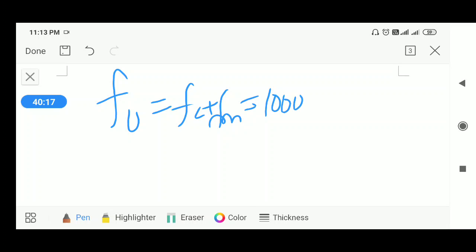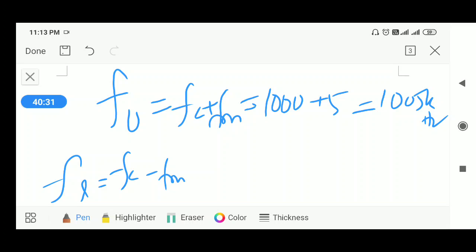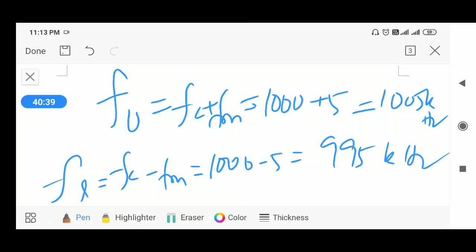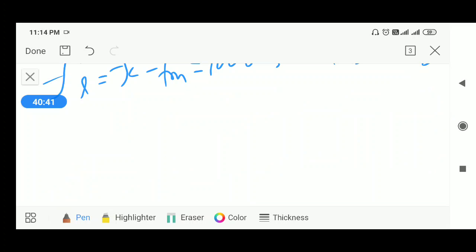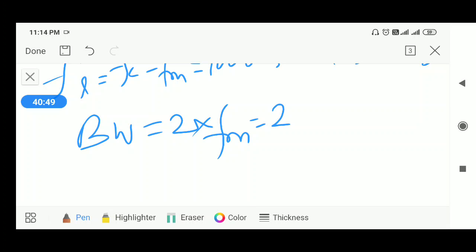1000 plus 5, both have the same units, 1005 kilohertz. Similarly the lower sideband is Fc minus Fm, 1000 minus 5, 995 kilohertz. Bandwidth is 2 times the modulating signal frequency, that is 2 into 5 kilohertz, 10 kilohertz is the bandwidth.